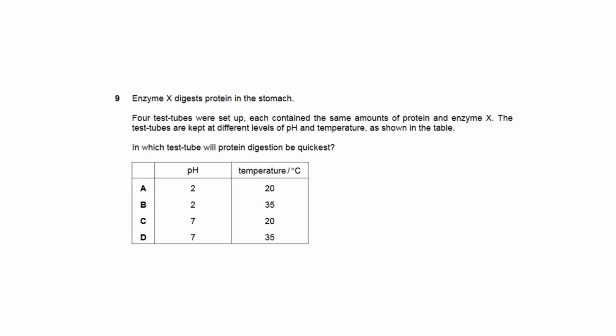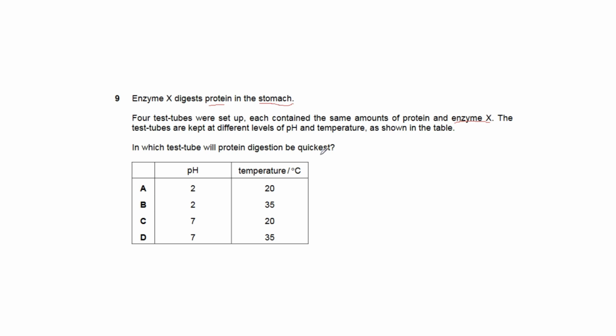So here is another example from last year's multiple choice exam. And here it's a little more complex because we have to look at different things. We are told we have an enzyme here that digests protein in the stomach. And here we also need to remember that in the stomach the pH will be low due to hydrochloric acid. We're told that 4 test tubes were set up, each containing the same amount of protein and the enzyme X. We don't know the enzyme. The test tubes are kept at different levels of pH and temperature as shown in the table. In which test tube will digestion be quickest?